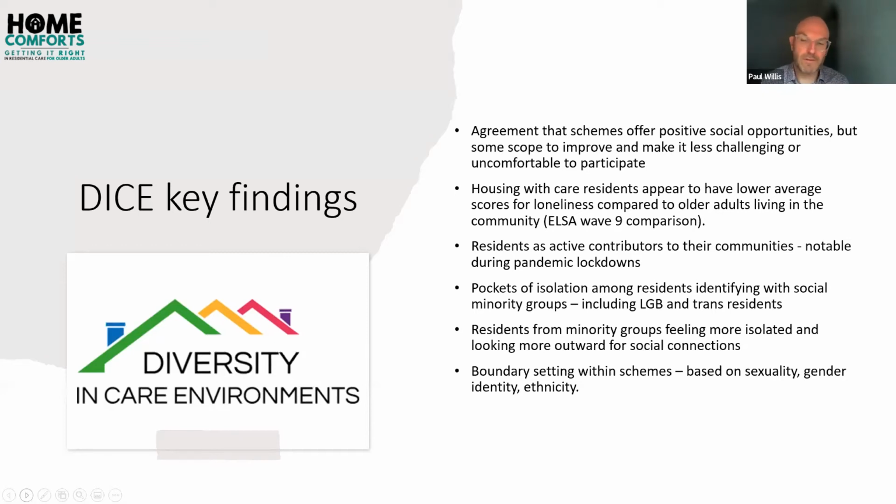And we also found there are examples of what we call boundary setting within schemes. This is where other residents who belong to majority groups would express homophobic or transphobic sentiments in their everyday conversations, perhaps use racist terms or outdated language. So a whole range of daily expressions that weren't necessarily targeted at residents belonging to minority groups, but nonetheless were overheard by those residents and made people feel uncomfortable and perhaps more of an outsider.